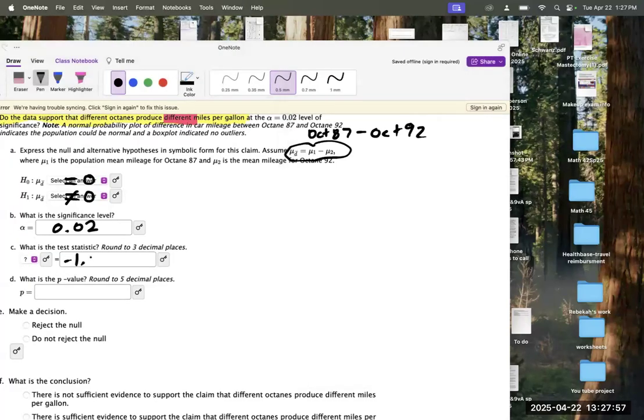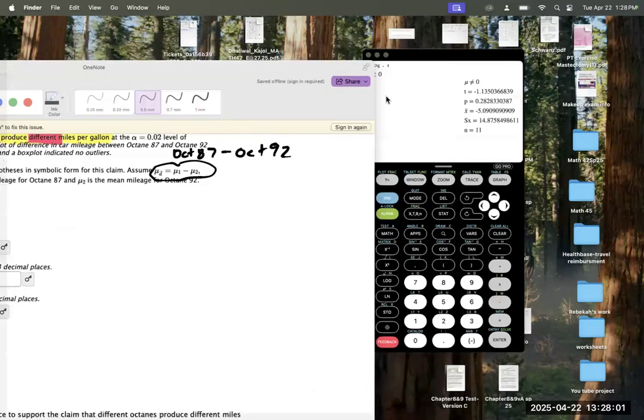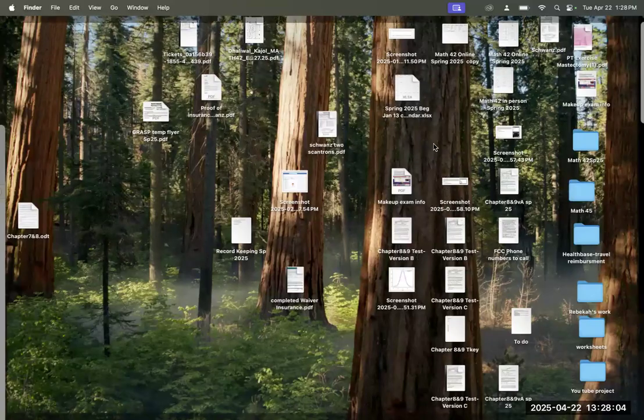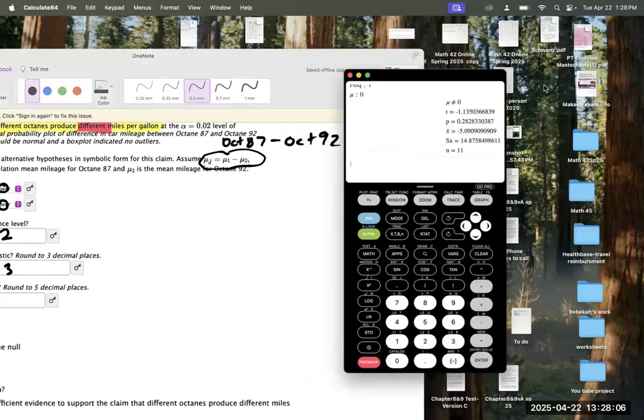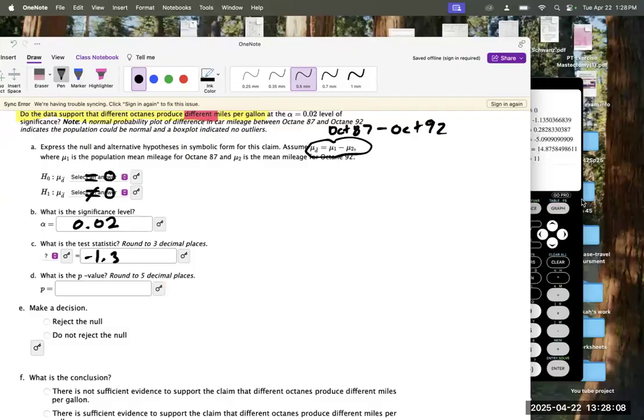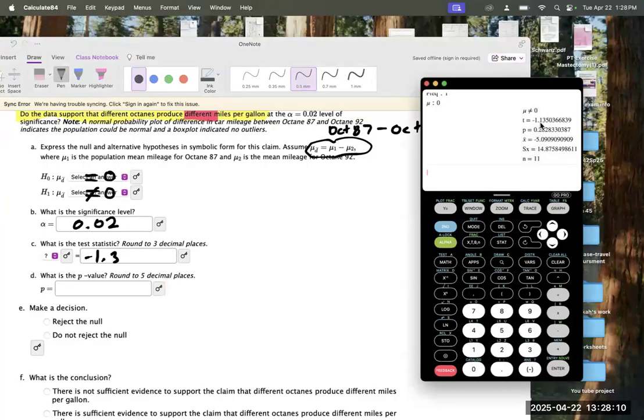Oh, it's rounded to 3 decimal places. Rounded to 3 decimal places, it's negative 1.135. Oh, and I forgot the 1.